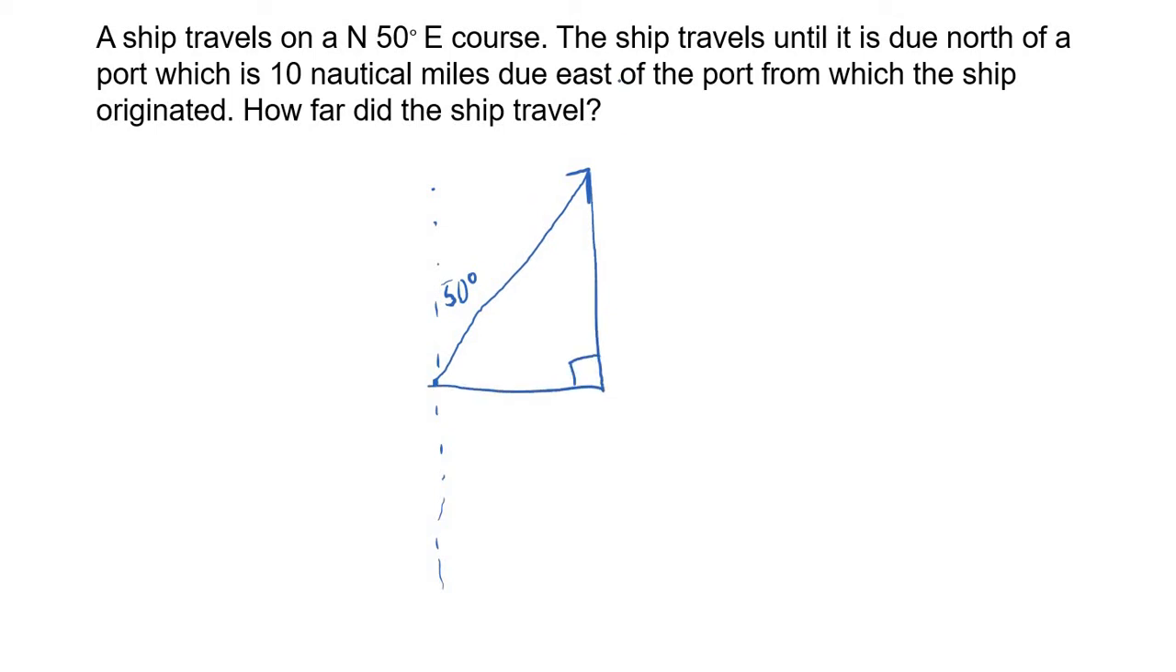So it travels until it's due north of a port. So here's a port down here, right? And if we want to label them, whatever you'd want to do, which is 10 nautical miles due east. So it started here. That's 10 nautical miles. And now we've got that 50, so that means this would be 40. Hey, now I've got an angle. I've got a right triangle. I've got a side. I could use SOHCAHTOA. I could figure out any sides, any information that I wanted.